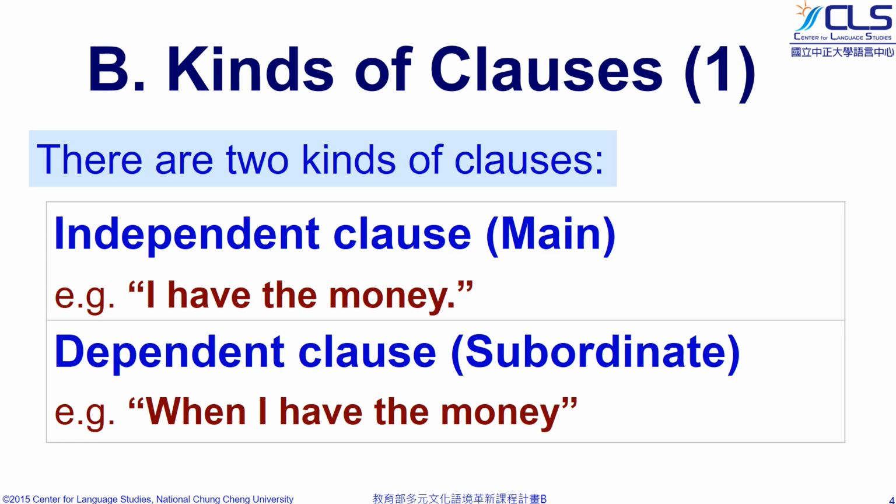How many types of clause do we have? We have two. One is independent clause, also known as the main clause. For example, I have the money. The other one is dependent clause. We also call it subordinate clause, like when I have the money.